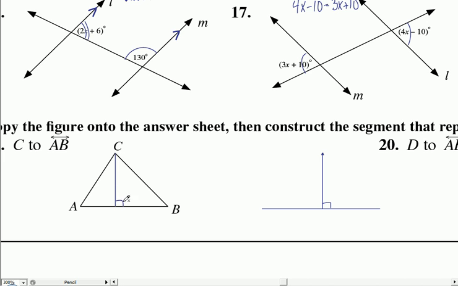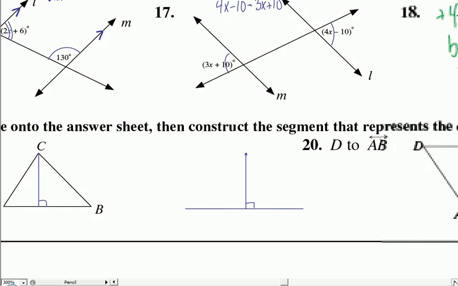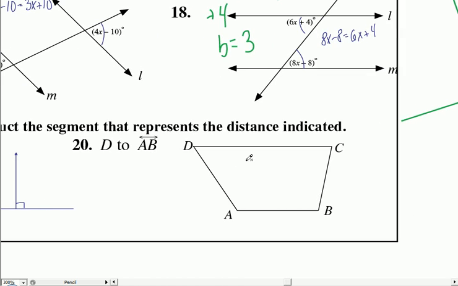You have to have that line, and you have to have that little box right there. What's that? He knows what I'm talking about.